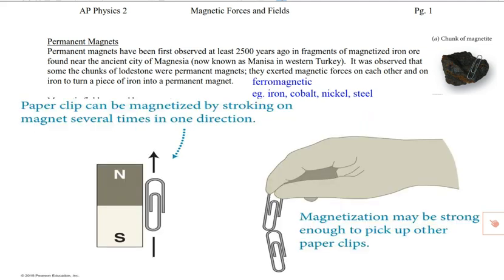Maybe you've magnetized a paper clip. You can do this by basically stroking the paper clip always in the same direction across the magnet. And eventually this paper clip will become magnetized and be strong enough to even pick up a few paper clips. Maybe you've done that back in middle school or in elementary school. This process causes the paper clip to become magnetically polarized.